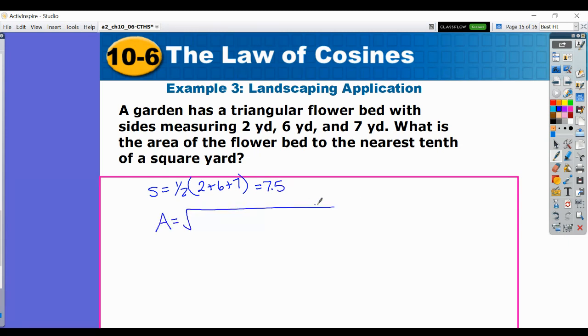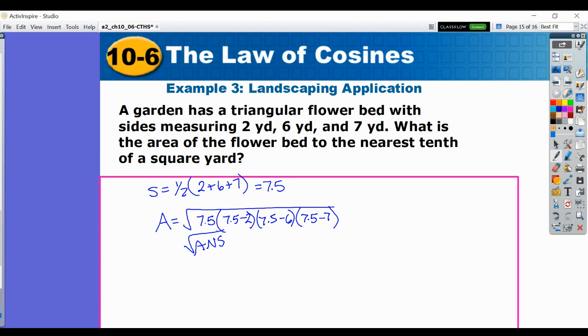Now to find the area, the formula is you take the S, and then you take the S minus the first number, and the S minus the second number, and the S minus the third number. You just type all that in. I personally don't put the square root in. I just do 7.5 times, and then I might do those in my head, 5.5 times 1.5 times 0.5. Get that number in my calculator, and then I square root the answer.